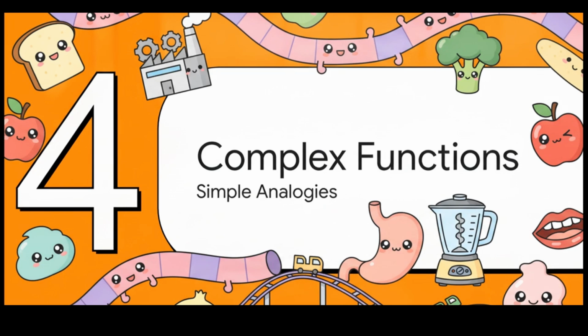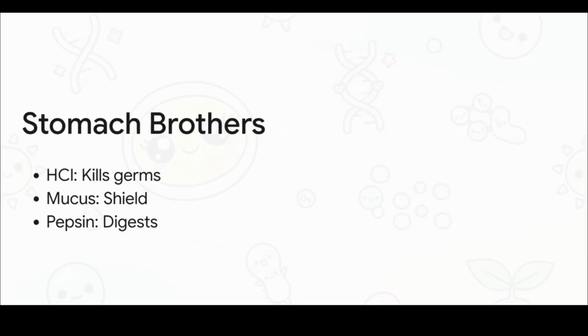Which brings us to Section 4. Complex functions, simple analogies. Okay, let's look at the human digestive system, which is a massive part of nutrition, and break it down using some fun, memorable analogies that will absolutely save you on exam day. Picture your J-shaped stomach as a house occupied by 3 brothers. These are the components of your gastric juices.